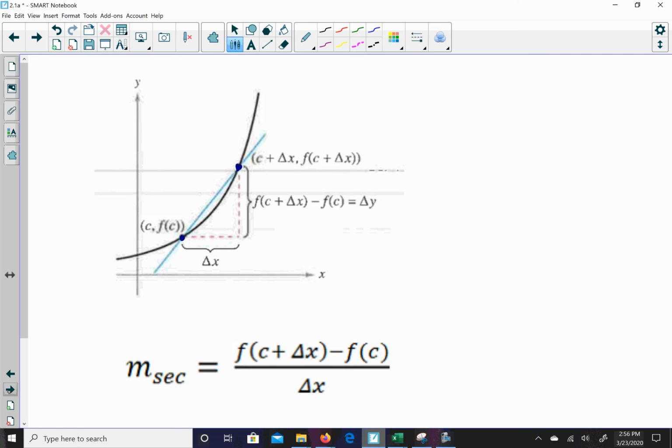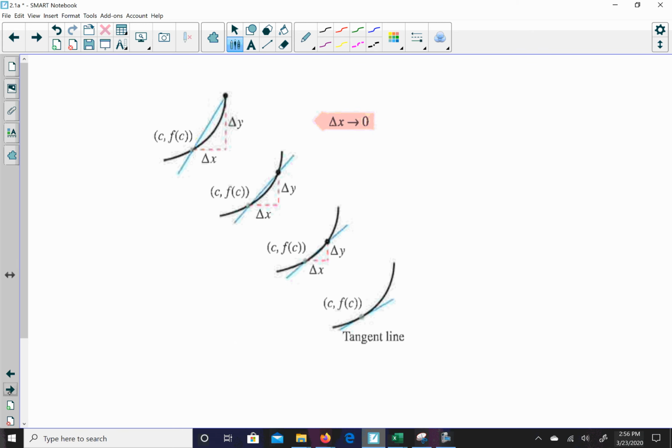And then remember, we talked about what happens when this delta x gets smaller and smaller. I'm going to show a slide of that. So this delta x is getting smaller and smaller, so those 2 points are getting closer and closer together. And if this delta x actually approaches 0, which is what it's saying here, then you're going to have no distance between your original point and your new point. So that is going to be the slope of the tangent line.